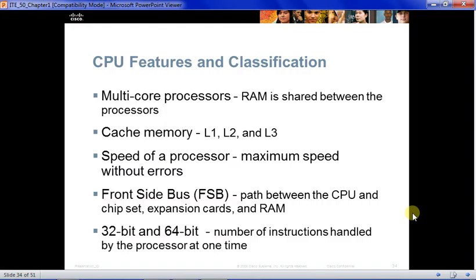Your front side bus is the path between the CPU and the chipset, and the expansion cards and the RAM. And whether it is 32-bit or 64-bit means the number of instructions handled by the processor at one time. Our operating systems today are either 32-bit or 64-bit, and that means they can do certain things. We want to make sure that if we have a 32-bit only CPU, then we're going to need an operating system that is 32-bit also.